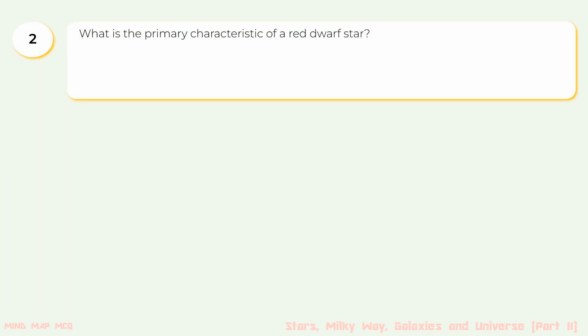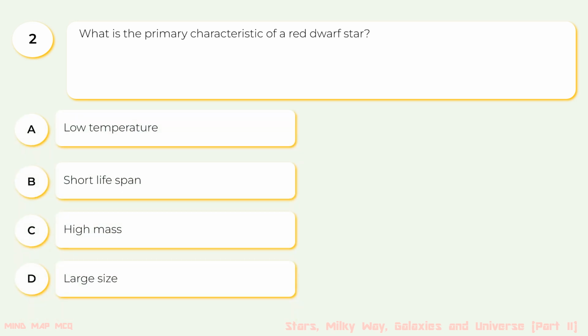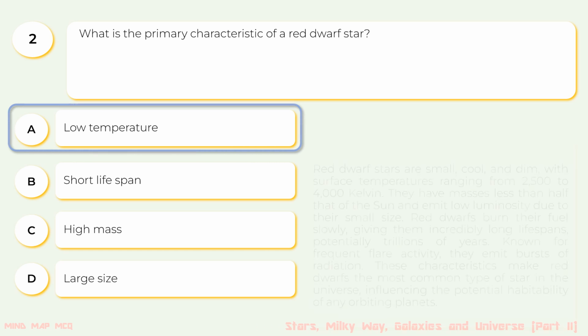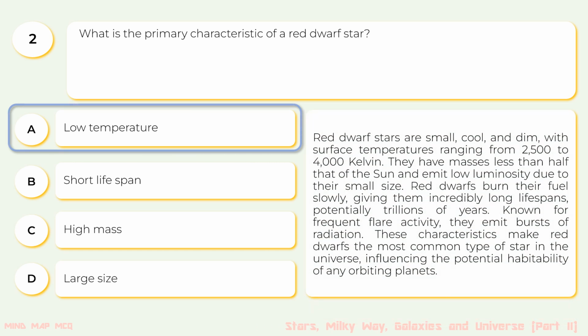2. What is the primary characteristic of a red dwarf star? The options are A. Low temperature, B. Short lifespan, C. High mass, or D. Large size. The correct option is A. Low temperature. Red dwarf stars are small, cool and dim with surface temperatures ranging from 2500 to 4000 Kelvin.